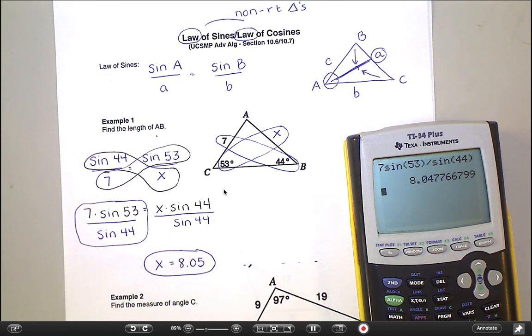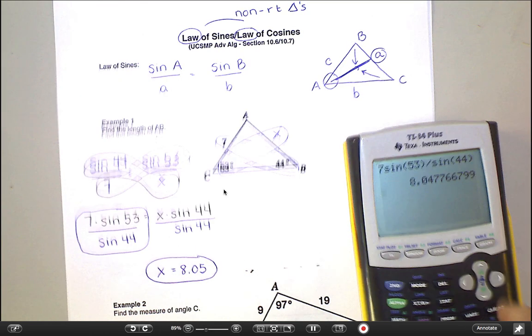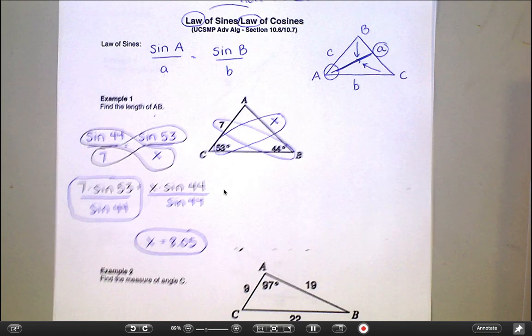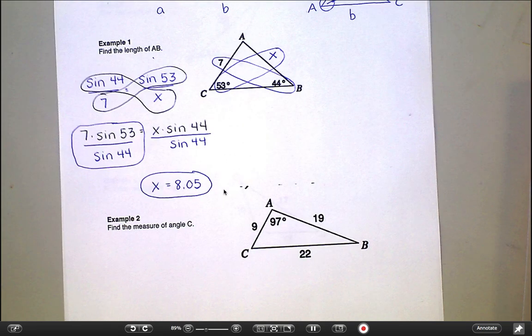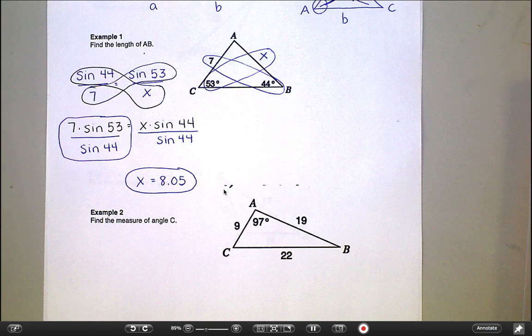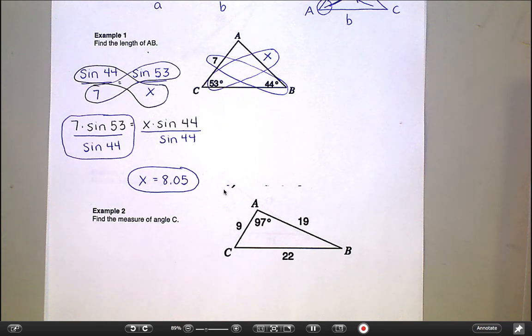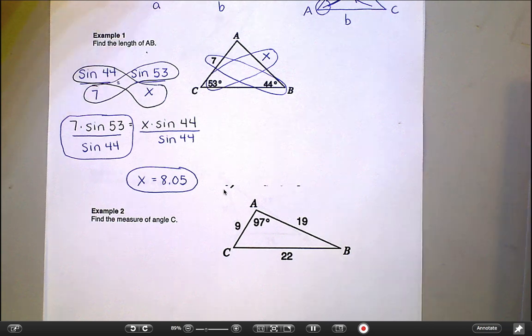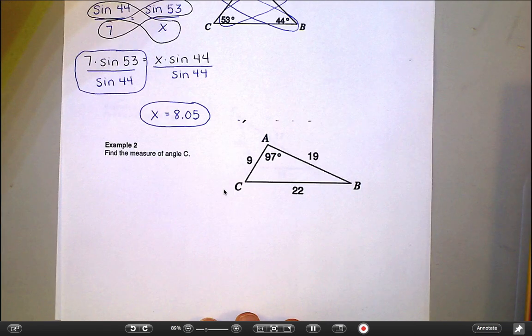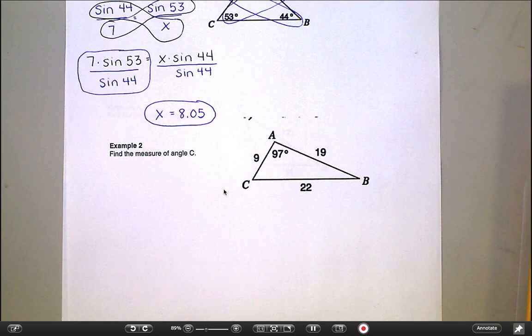Okay, so that's how law of sines works. One more example involving law of sines, and I have to warn you that there's actually a little complication that happens in this specific scenario in example 2, and we haven't quite gotten to the point where we're ready to talk about that yet, but we'll circle back to it. So just so you know, this isn't quite as simple as it looks, but for now we're just going to kind of take it at face value.